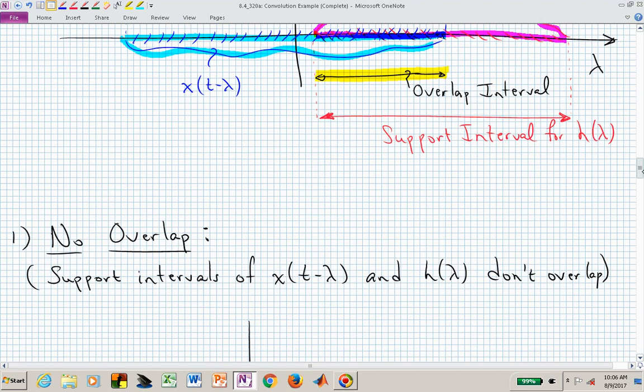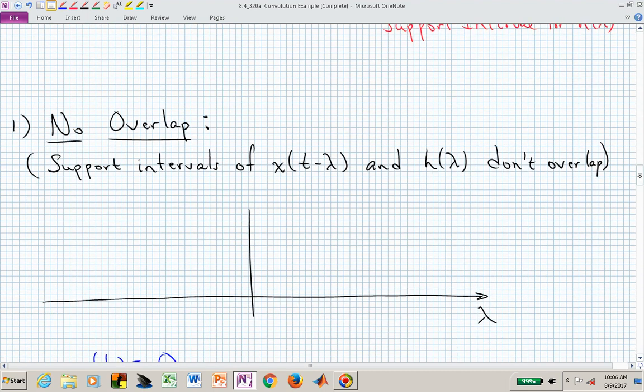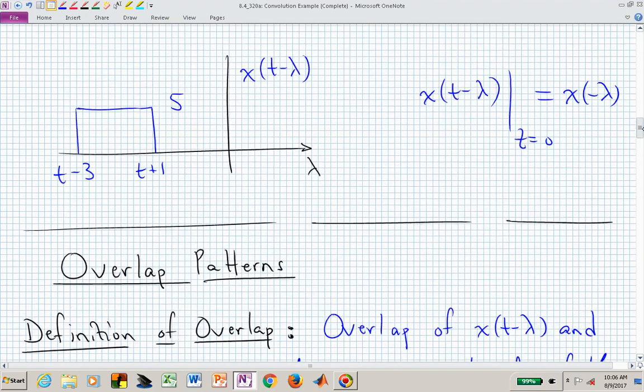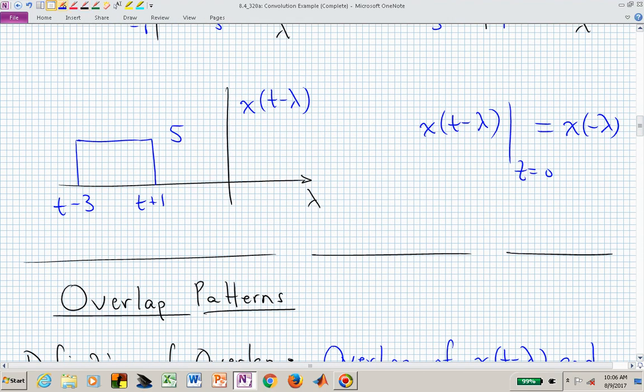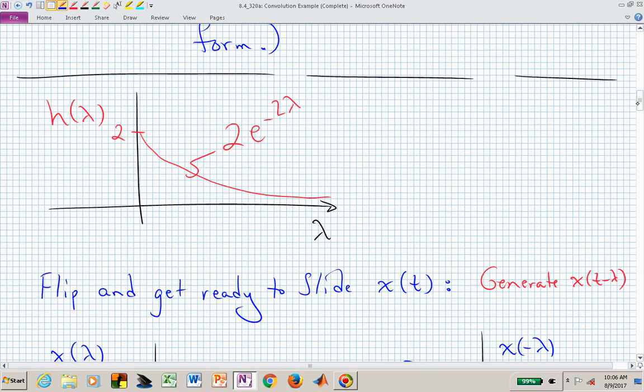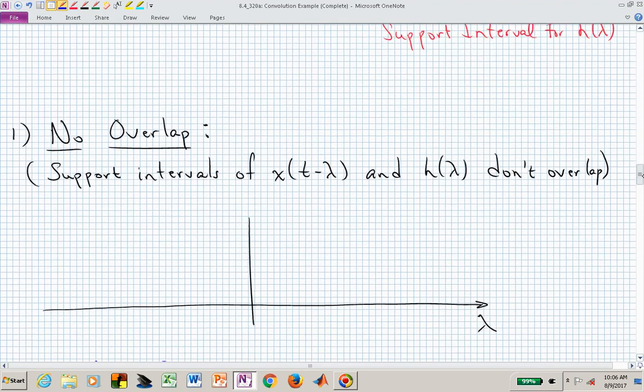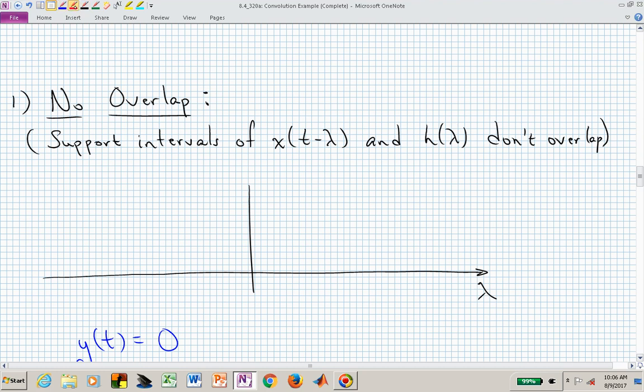Now, let's return to our example and look at x of t minus lambda. And remember, we are allowed to slide x of t minus lambda by the assignment of different values of t. That's our variable that we can adjust. And we already have h of lambda. So let's plug in h of lambda. That's easy on this diagram.